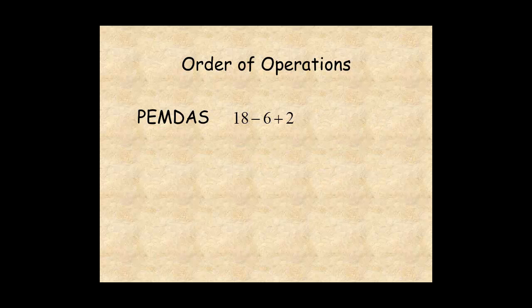Also, the letters AS seem to suggest that addition is performed before subtraction, but this is not correct. Addition and subtraction are performed as they occur left to right. So for this example, you begin with 18 minus 6 is 12. And then 12 plus 2 is 14.